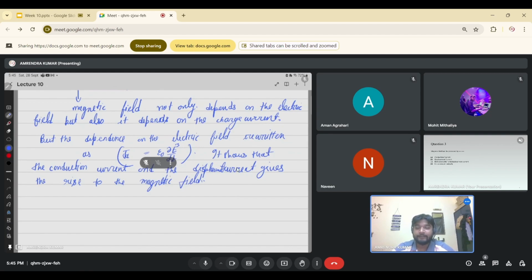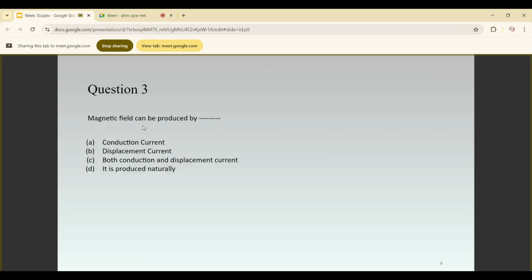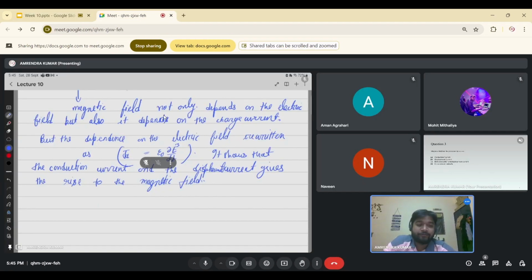So the correct option is both the conduction current and the displacement current. It is called conduction current because the electrons that are conducting are generally situated in the conduction band of any metal. It does not necessarily mean that it is not a charge current; they are the same thing, but the charges being carried are by the conduction electrons. That's why it's called conduction current. So nothing new.